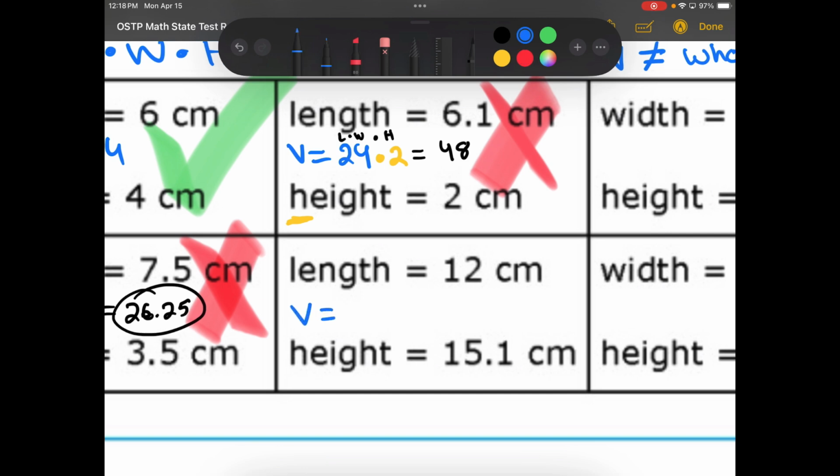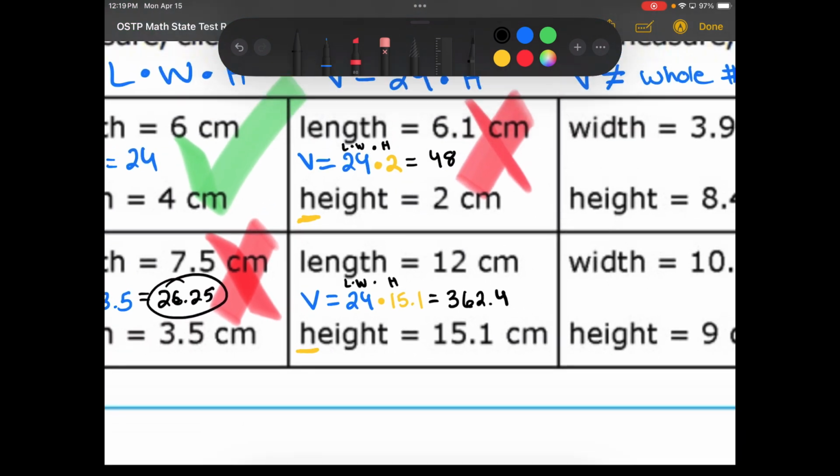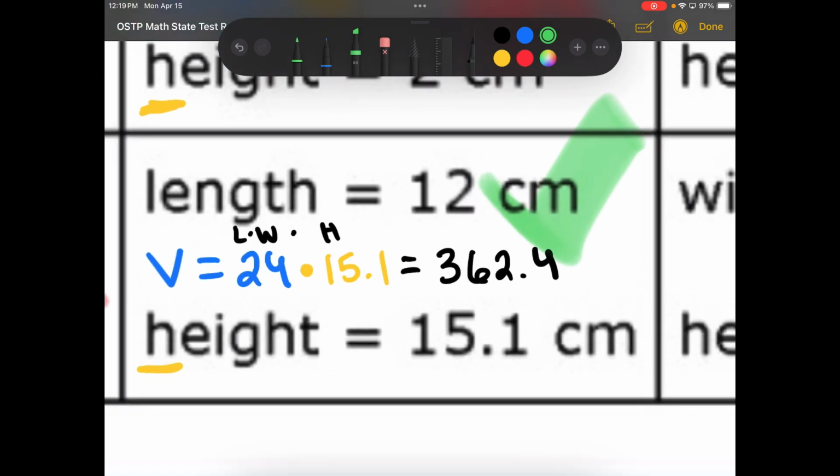Volume equals, we're still going to do 24 times the height. Remember, this is length times width. That's 24 times the height. What does that give me? 362.4. Question: if the volume cannot be a whole number, is this volume a whole number? No. So is this a possible dimension? Yes, it is. And here's another thing you could look at. Look at that 12. Is that not a multiple of 24? So that one also lets you know that we're on the right track.